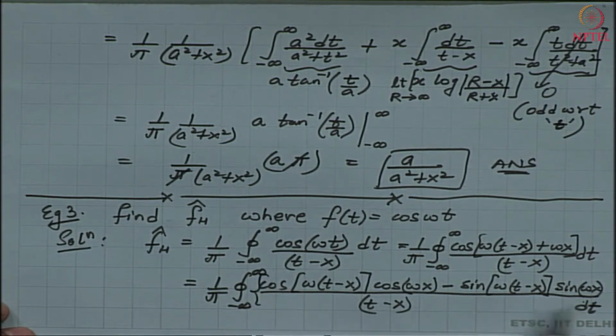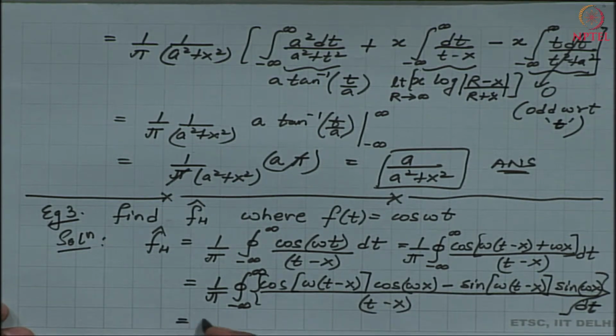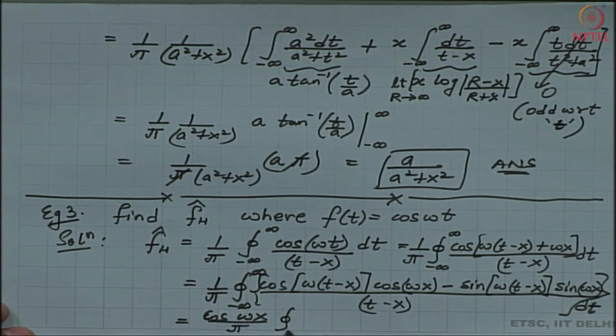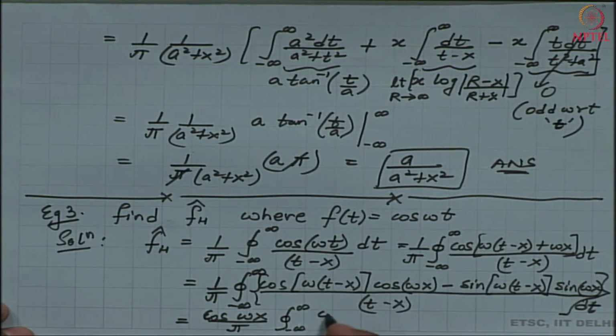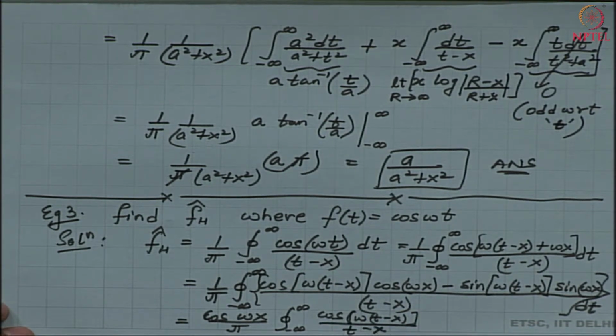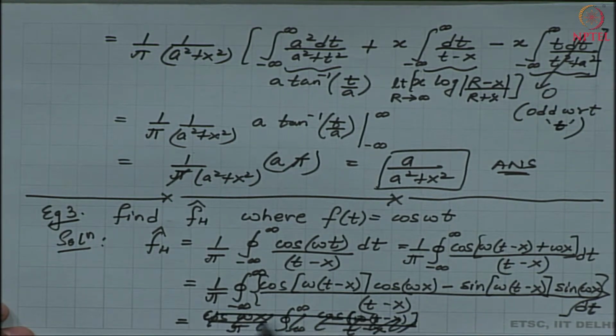Okay. So, let me just say that this is the following integration here. Now I am going to break this integral into two parts. This will be cos, where the integration variable is t. So, I can take cos omega x out of the integral. The first integral is as follows: cos of omega (t minus x) divided by t minus x. Well, let me write this down on the next page to give you a better picture.